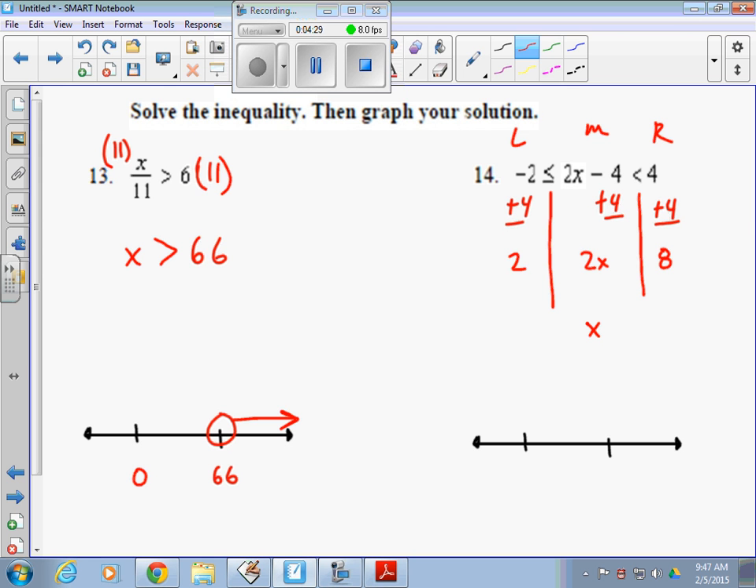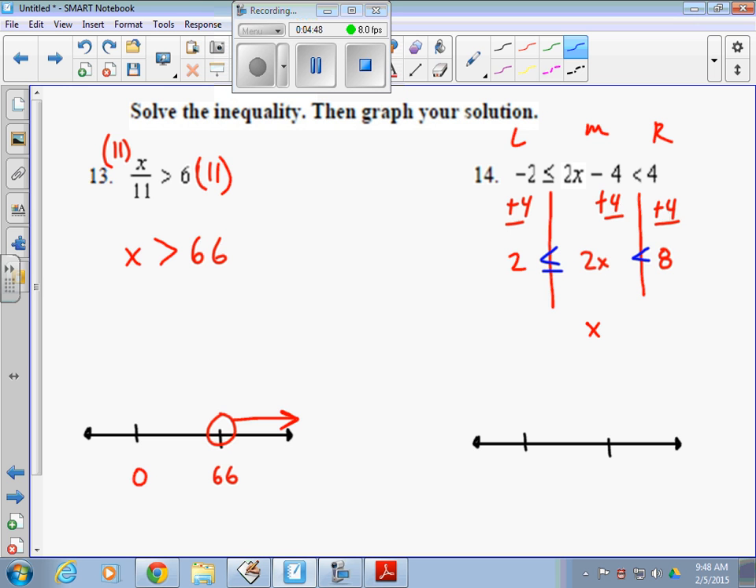You have to decide if you need to reverse the symbols or not. Remember, you only reverse the symbols when you multiply or divide by a negative number. We didn't do either one of those operations, and we didn't do it by a negative number. So we're going to leave this one saying less than or equal to, just like it is, and we're going to leave this one saying less than.